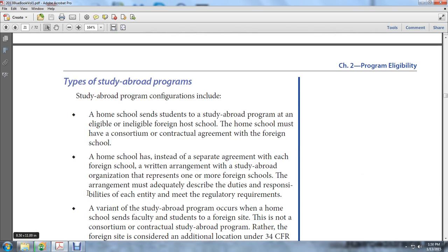Types of study abroad programs. Study abroad program configurations include a home school that sends students to study abroad at an eligible foreign school. The home school must have a consortium or contractual agreement with the foreign school. Alternatively, the home school may have a separate written arrangement with each of the foreign schools, or with a study abroad organization representing one or more foreign schools. The arrangement must adequately describe the duties and responsibilities of each of the entities and meet the regulatory requirements.